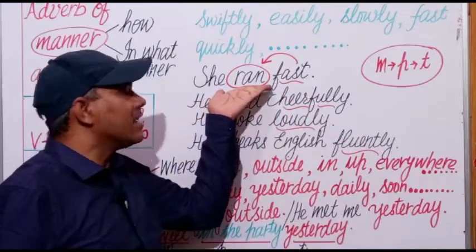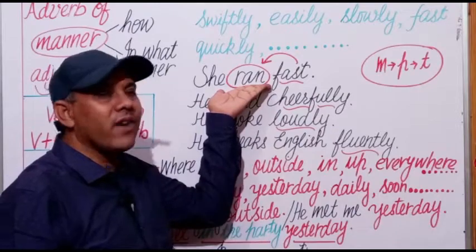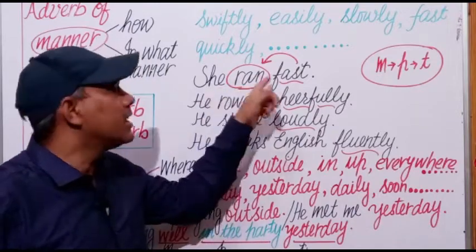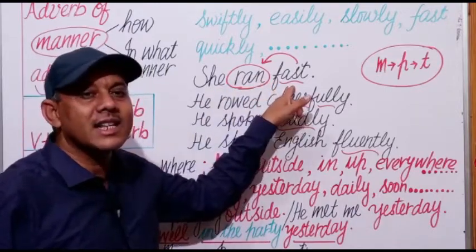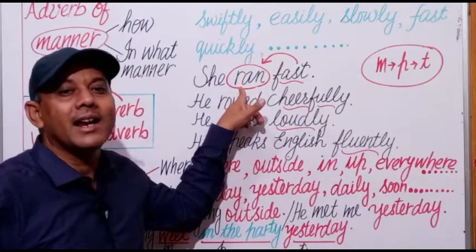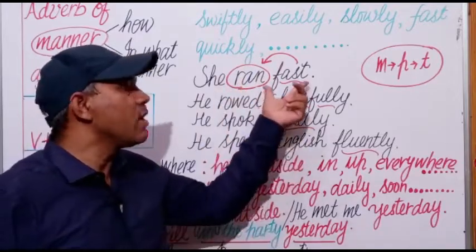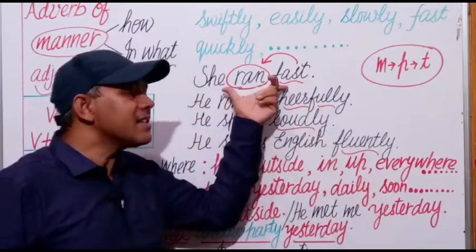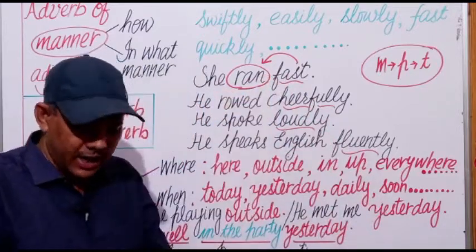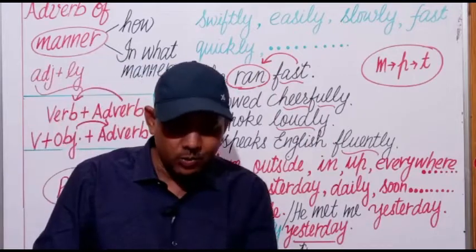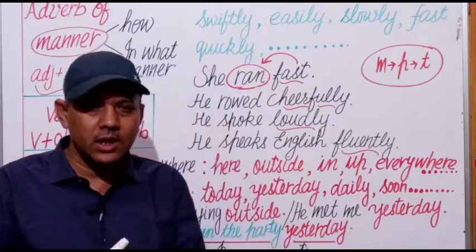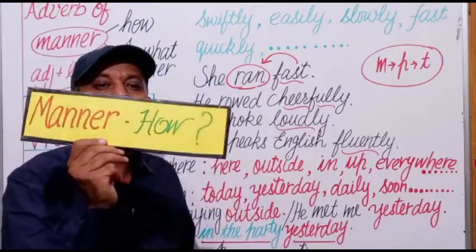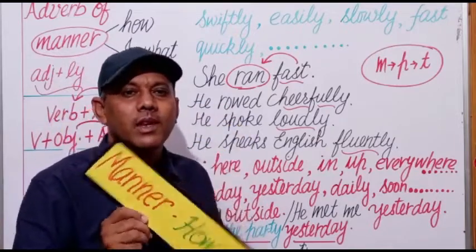How does she run? Or she ran fast. How did she run? This word fast describes the verb ran. That's why it is an adverb of manner. It answers the question how. As we have discussed, adverb of manner answers the question how.